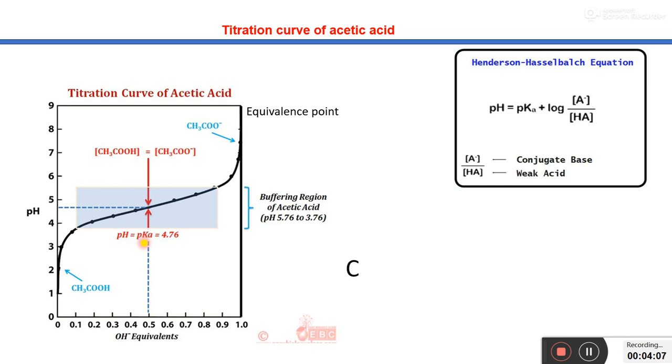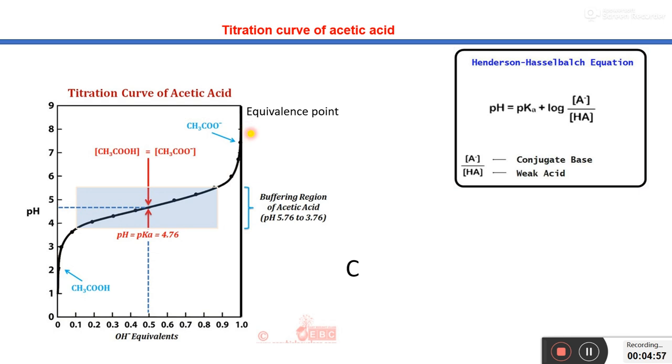Around this point, when you add a small amount of acid or base, the pH of the aqueous solution will not change. In other words, in this region any addition of a small amount of acid or base resists any change in pH value. So this whole region is the buffering region. Now if you add more NaOH, a point will be reached where all the acetic acid is converted into its conjugate base, and this point is known as the point of equivalence, or equivalence point.